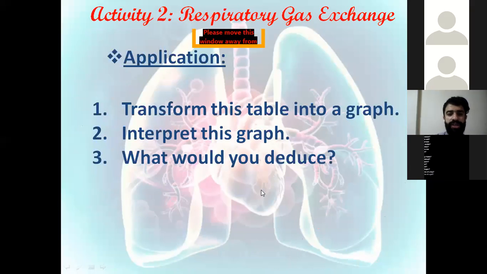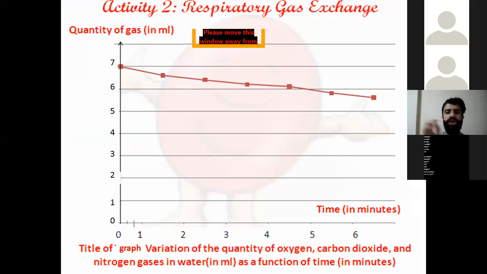So here, let's move to the solution. We have to transform the table into a graph. First of all, you have to put the title for the graph. Graph showing the variation of the quantity of oxygen and carbon dioxide in blood entering, and in the function of time in water. So here, you have to know that the first one is decreasing.